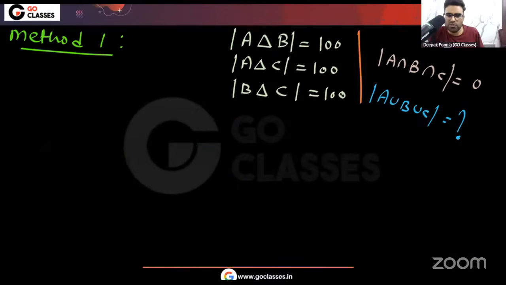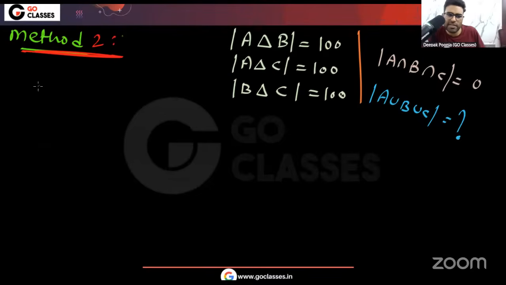Now let me tell you, there is another method to solve this question. Let's see method number 2. The Venn diagram method is actually a very quick method, but let's see method number 2 also. Notice here the sizes of the symmetric differences are given to you. So what you do is write the size of the symmetric difference in terms of the size of A, B.